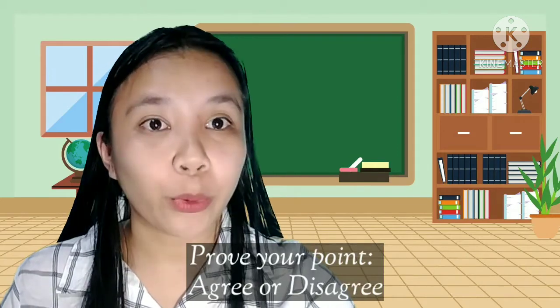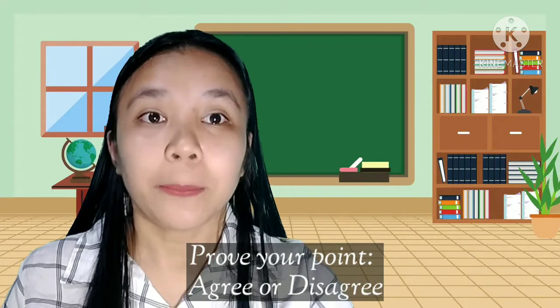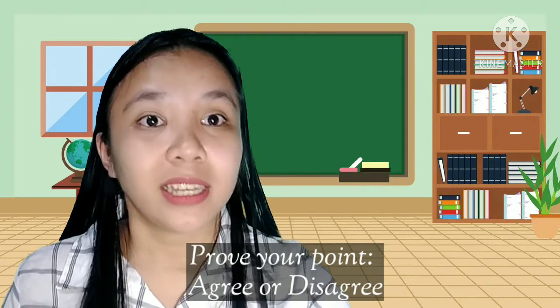Before the discussion proper, the teacher will have a review activity called Prove Your Point, Agree or Disagree. This will let the students be randomized through their names and able to speak up about their opinions about a certain scenario. After that is establishing the purpose of the lesson.